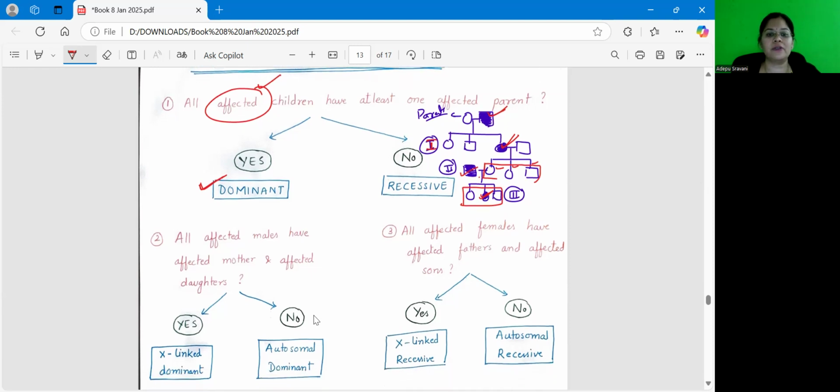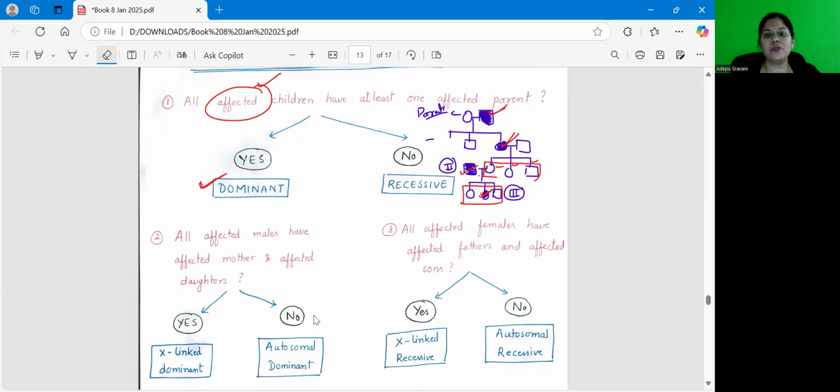Okay, so let me erase this again. In the first step we got the answer as yes, isn't it? So this was the condition, isn't it? Now, check for the males.